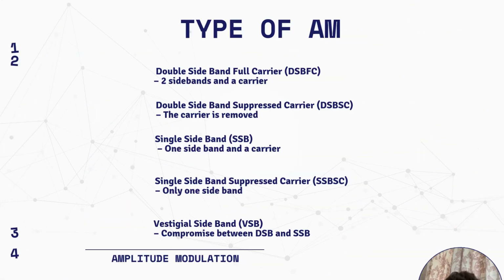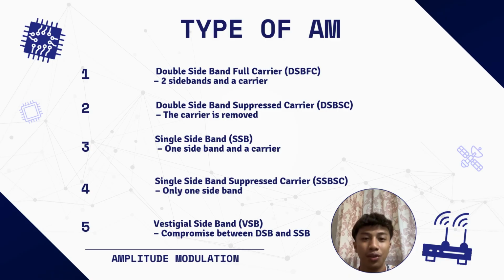What are the types of AM? There are several variations of AM depending on how much of the signal is being transmitted. The first one is DSBFC, which is double sideband full carrier. This is the basic form. It has two sidebands and a single carrier. Secondly is DSBSC, which is double sideband suppressed carrier. The carrier is removed to save power consumption.